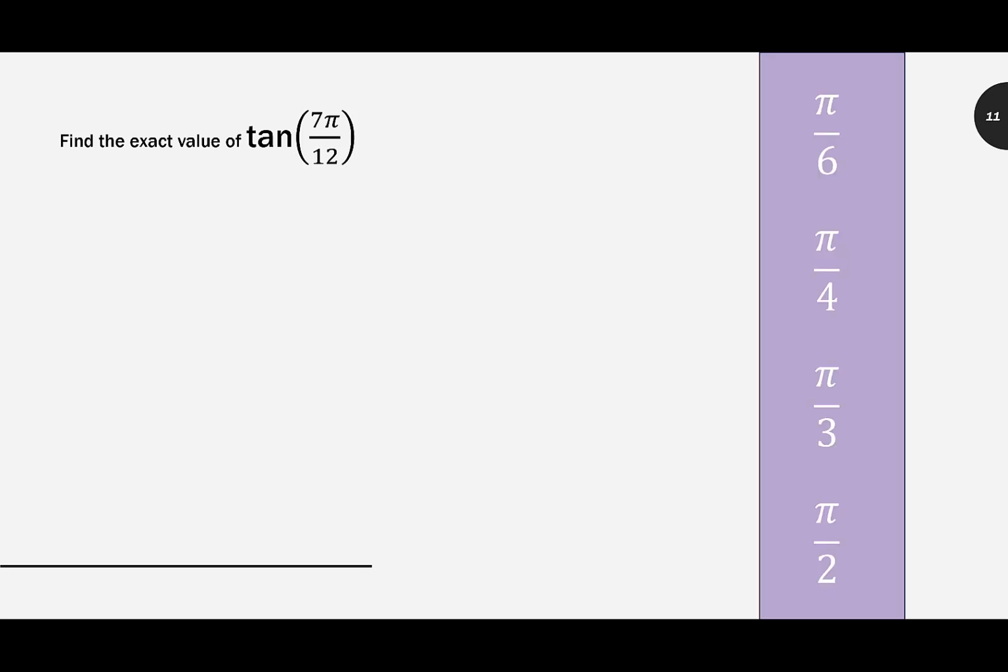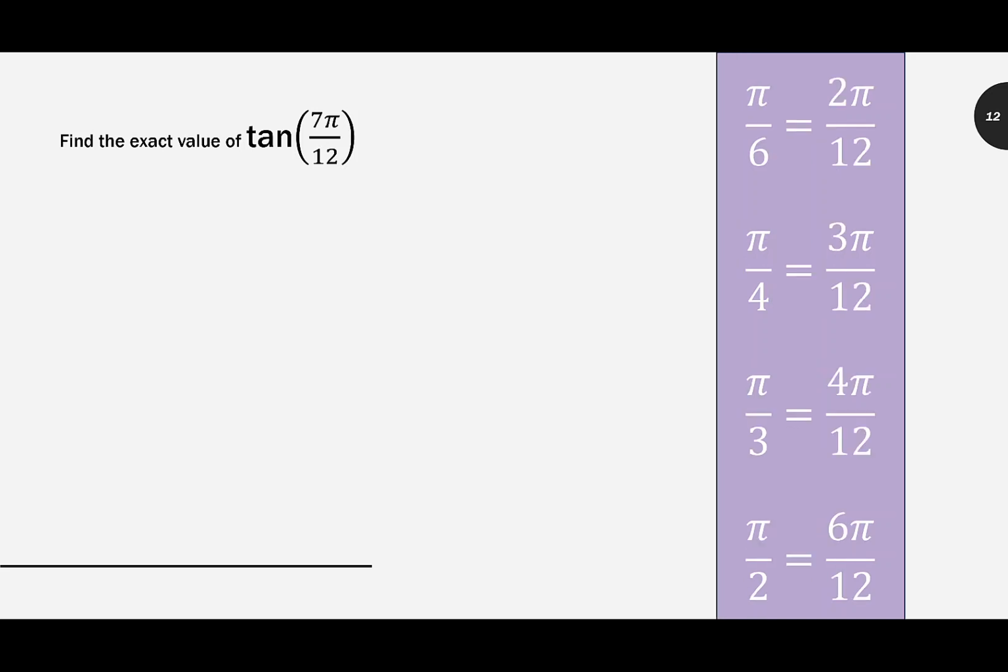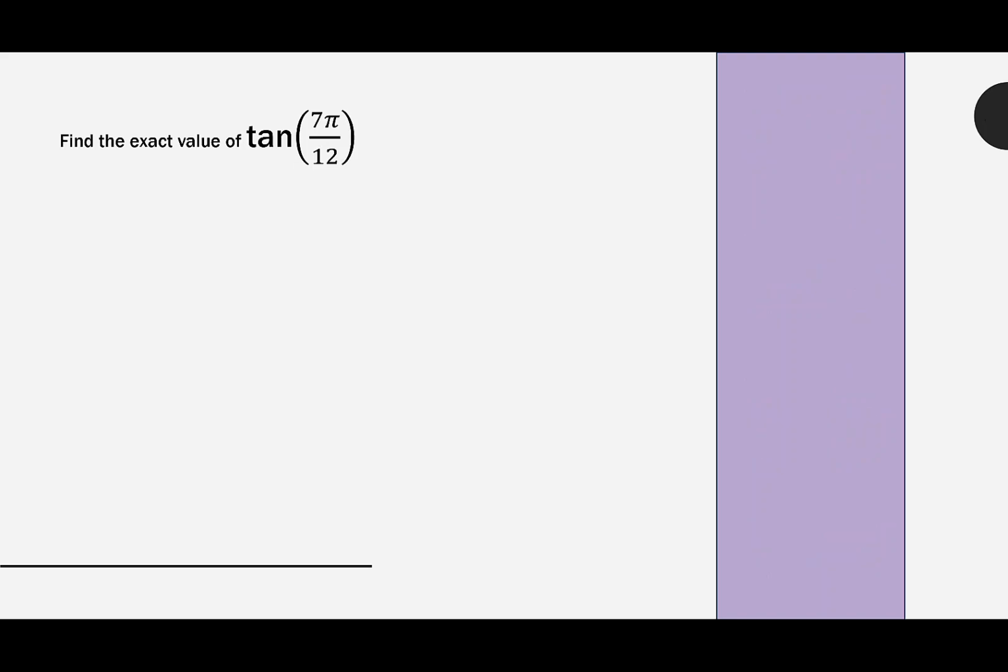We'll start by using angles that we already know for the tangent function: pi over 6, pi over 4, pi over 3, and pi over 2. I'm going to convert all of these angles to a denominator of 12. That's going to make it easier to see which ones to combine to get 7 pi over 12. Pi over 6 will be 2 pi over 12, pi over 4 is 3 pi over 12, pi over 3 is 4 pi over 12, and pi over 2 is 6 pi over 12. Now looking at the angles, I can see that 3 pi over 12 and 4 pi over 12 is 7 pi over 12. That says I need to use pi over 4 and pi over 3 in my formula.